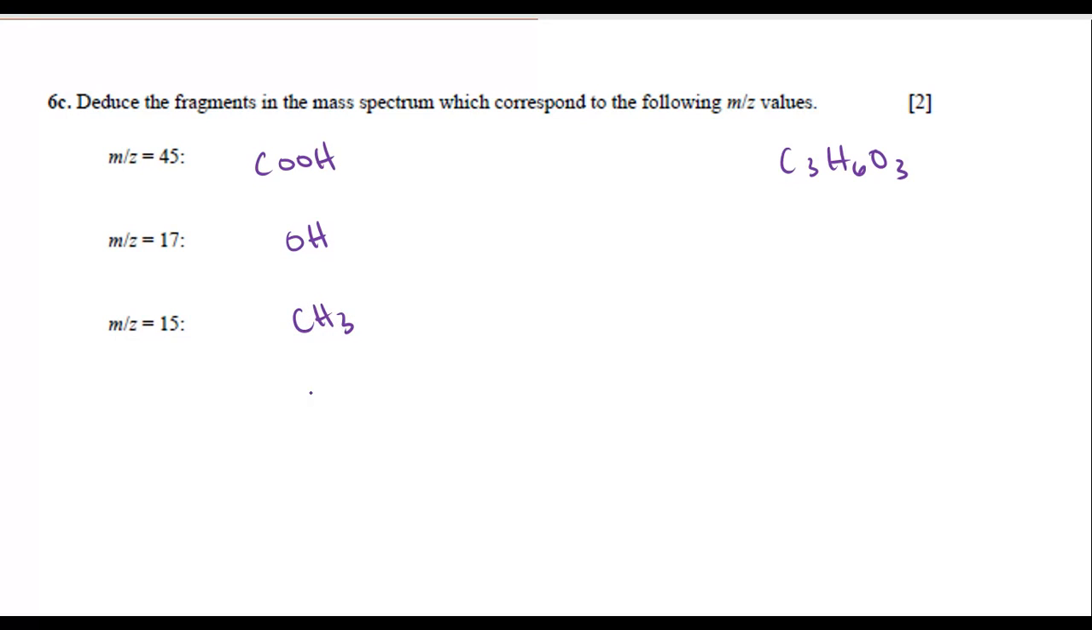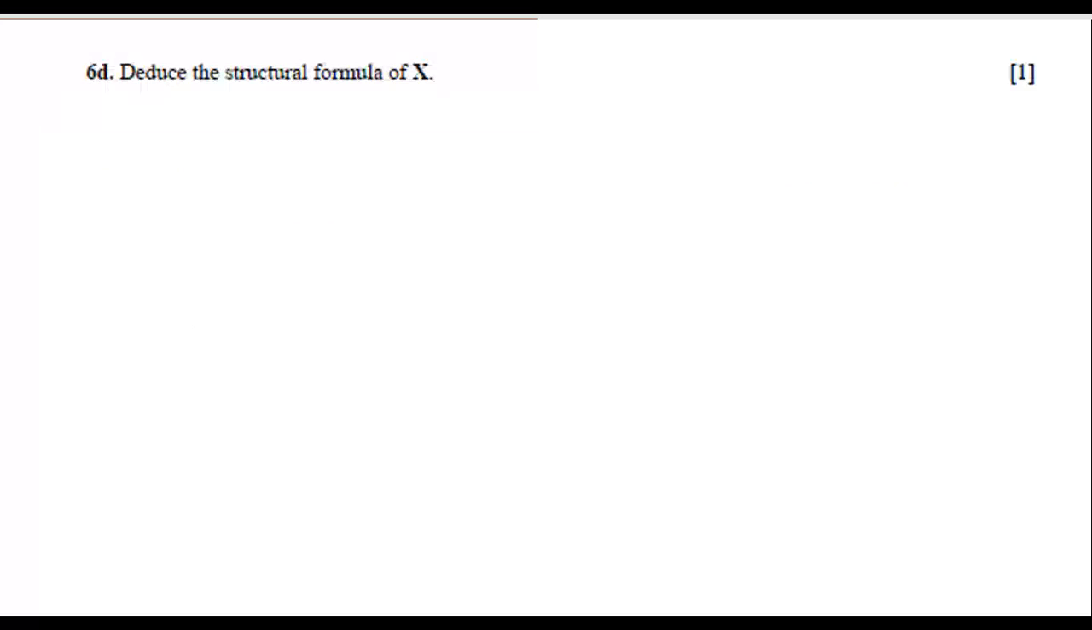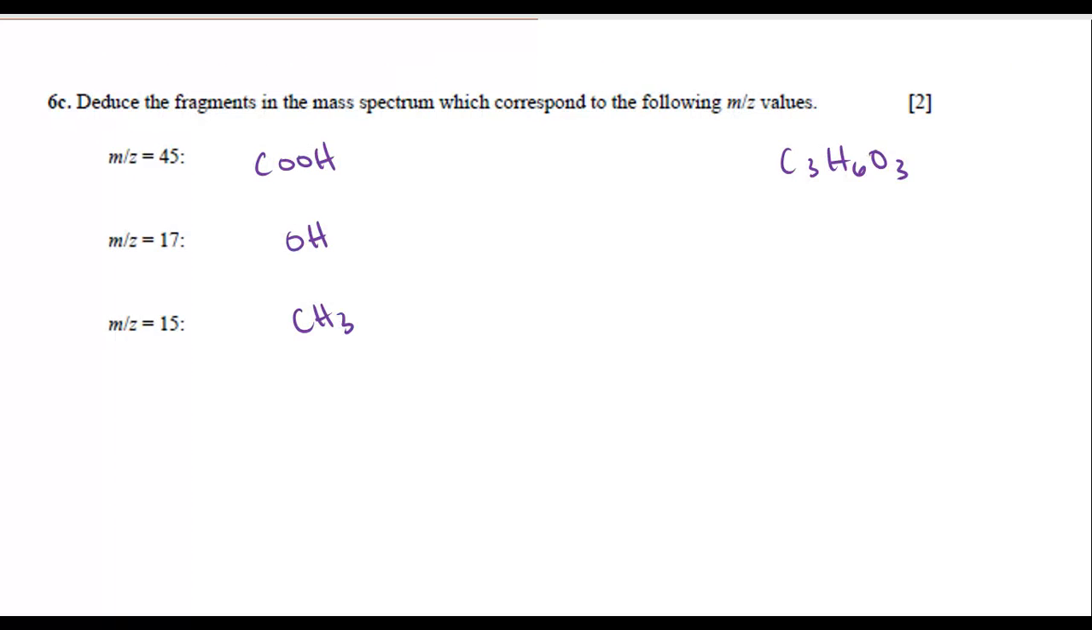So sometimes, not always, but sometimes the fastest way to get to those fragment sizes is going to be with that table 28. Doesn't always help, especially if you've got nitrogens and crazy stuff like that. But these, nice and easy to spot. So now I need to deduce the structural formula of X. So I'm going to go back to that C3H6O3, the molecular formula that was given to us in the beginning. And then I'm going to go back here.